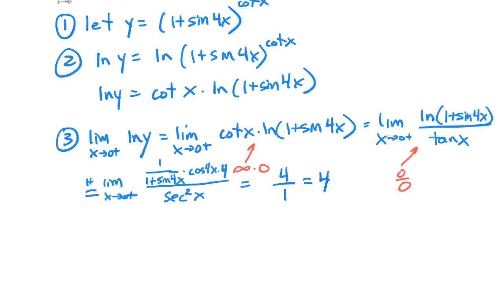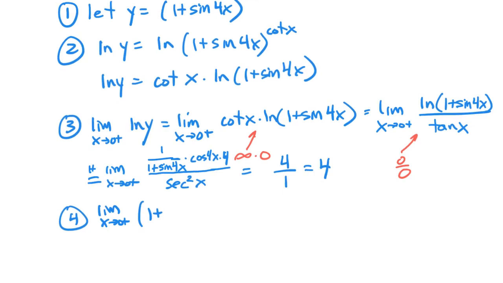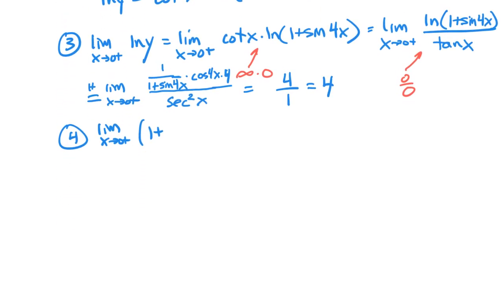So we go to the last step here. Step 4, we put all this together. Step 4, we say the limit as x approaches 0 from the right, the thing that we originally wanted, which is 1 plus, move this up a little bit here, 1 plus sine of 4x to the cotangent of x. That's equal to the limit as x approaches 0 from the right of y, right? Because remember earlier we said let y, our first step, let y equal this.